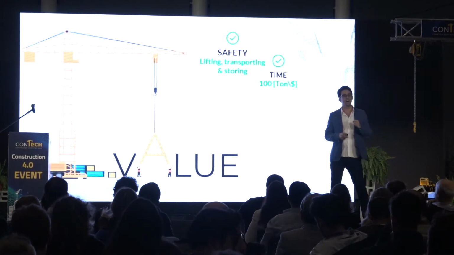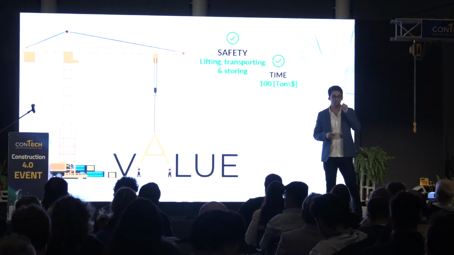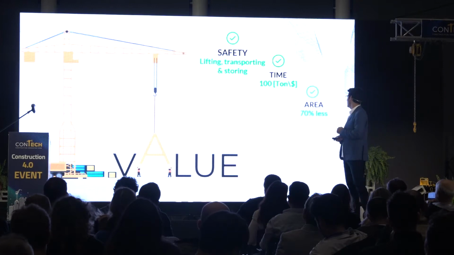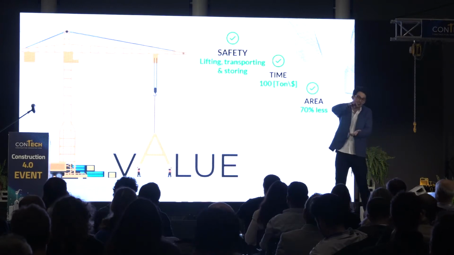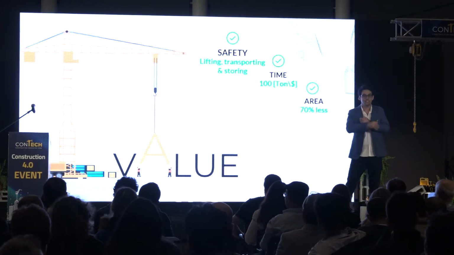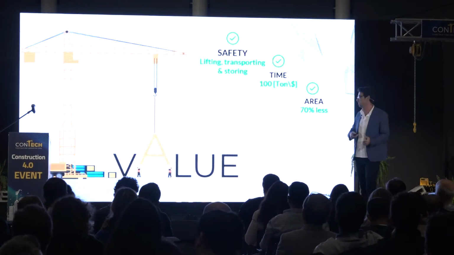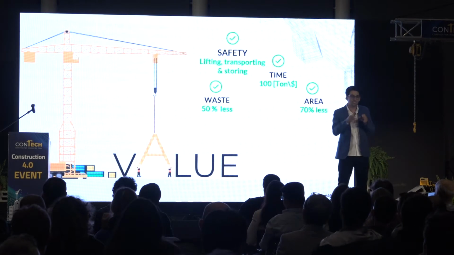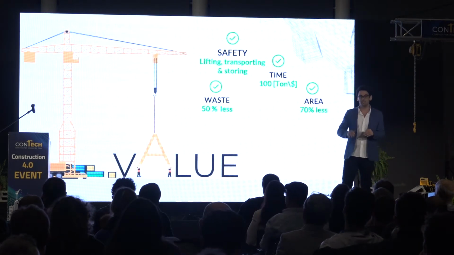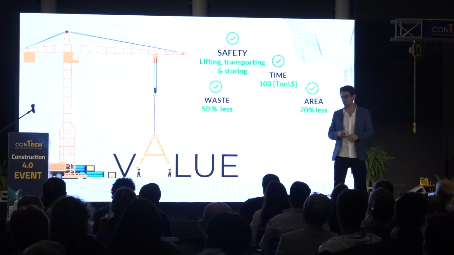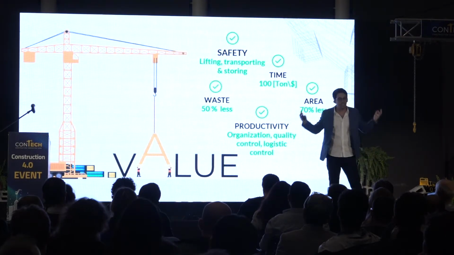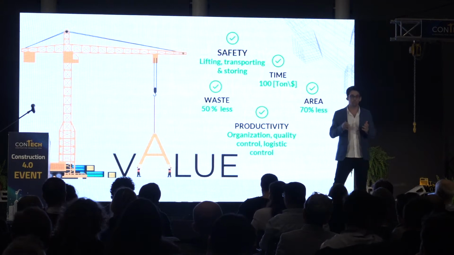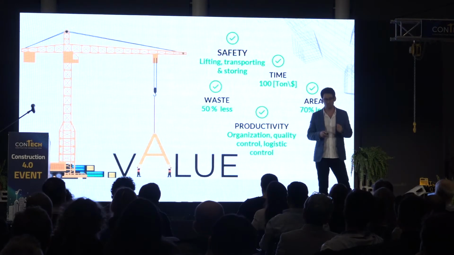When we calculated how much, we got $100 that is saved per each ton by time of the crane and the workers. We save area because everything is stacked up in a vertical way instead of the horizontal way that is used today. We save material waste because everything is concentrated in one place, prevent misuse by dividing everything by the working stages. We increase the productivity by bringing organization, better quality control, better logistic control to the construction site.